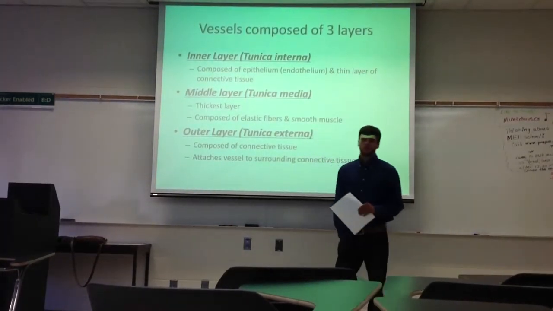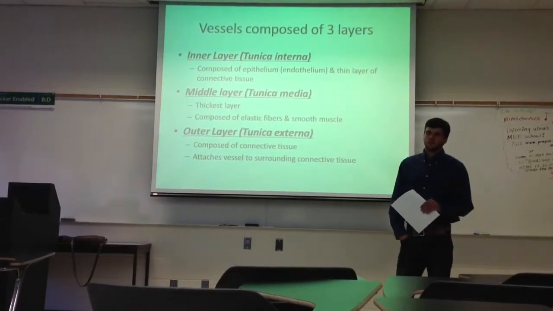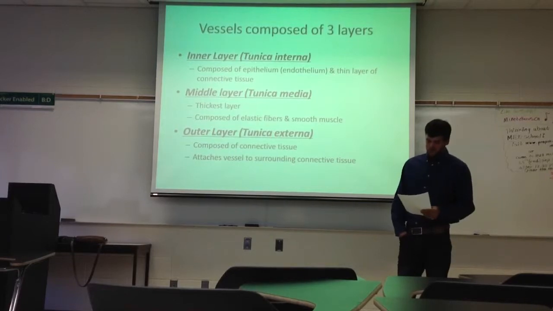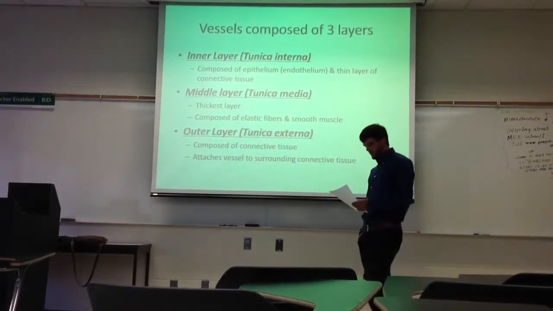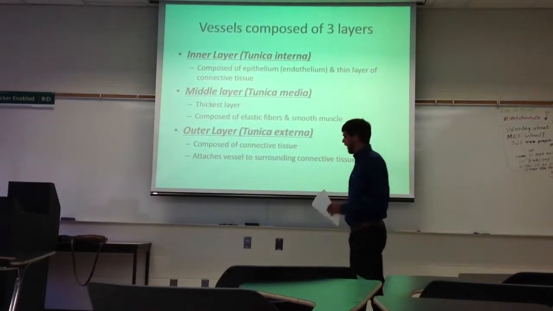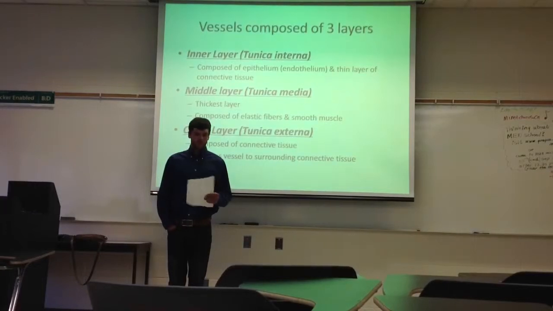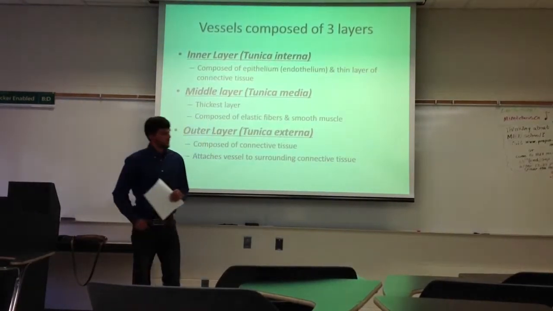Your middle layer is mostly composed of elastic tissues and muscle fibers that are specialized for contraction. And your inner layer is mostly composed of connective tissue that is actually in contact with the blood, which you'll see in the next diagram.